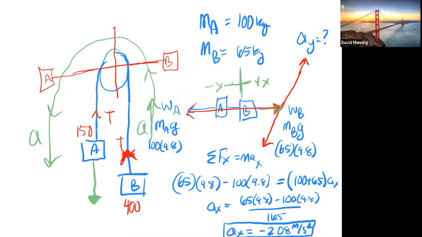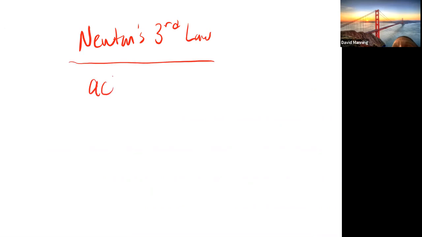All right, now let's try some new stuff. Those are good questions. Today we're going to learn about Newton's third law, and it's called action, reaction. Newton's third law is action, reaction. So it says for every action force, there's a reaction force equal in magnitude and opposite in direction.